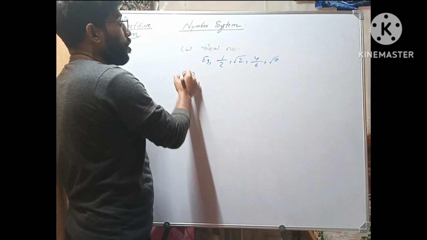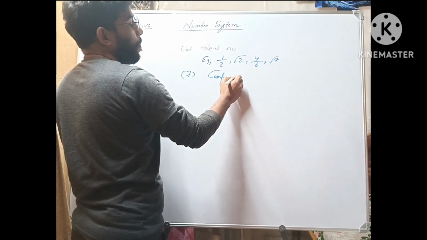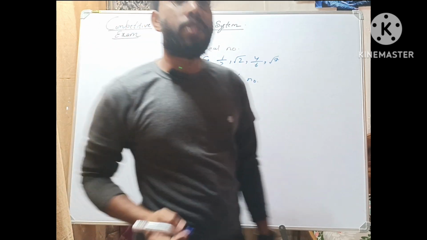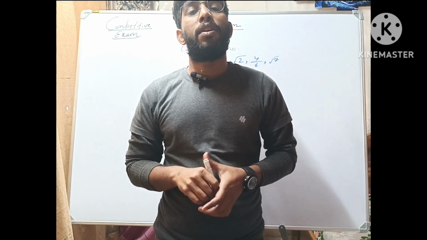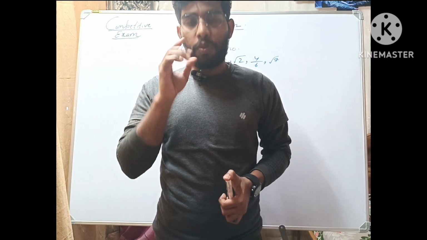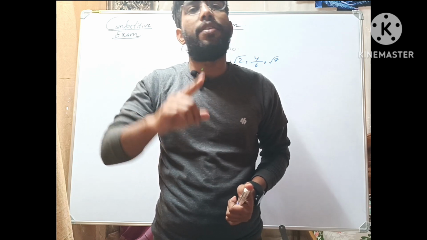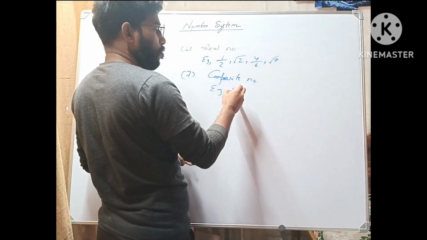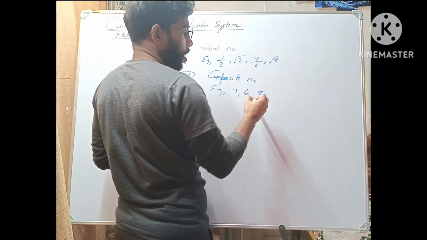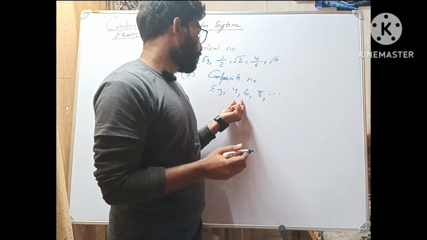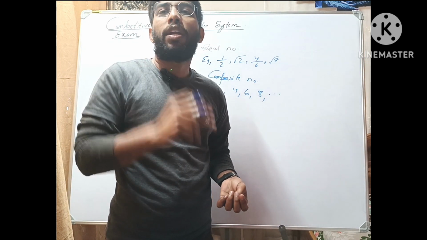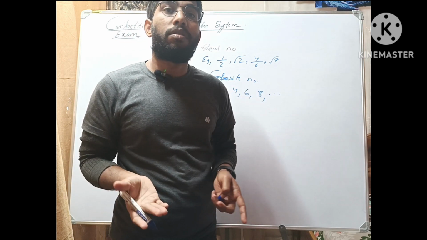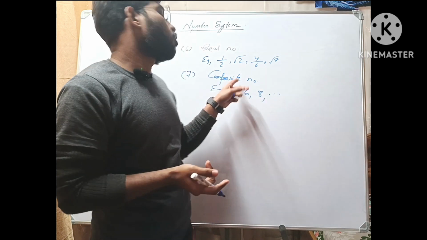Next, we have composite number. Now, what is a composite number? Composite numbers are those numbers which should have at least one factor other than 1 and itself, like 4, 6, 8, and so on. Now, 4: 1 4 times is 4, 4 1 times is 4. But other than that, is there any other multiple of 4 or not? It's 2 into 2 is 4. So this is a composite number.